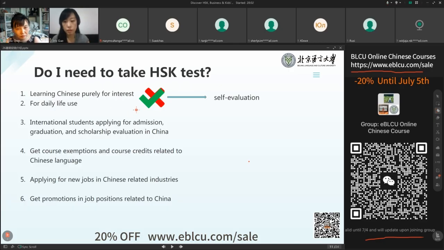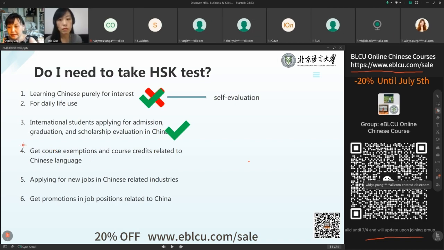But if you just like learning Chinese for daily usage or for fun, you don't really need a certificate for that. But you can also use it for self-evaluation and to help you learn Chinese and set up little goals, step by step. And the third one is international students applying for admission, graduation, and also scholarship evaluation in China. That would be a yes.